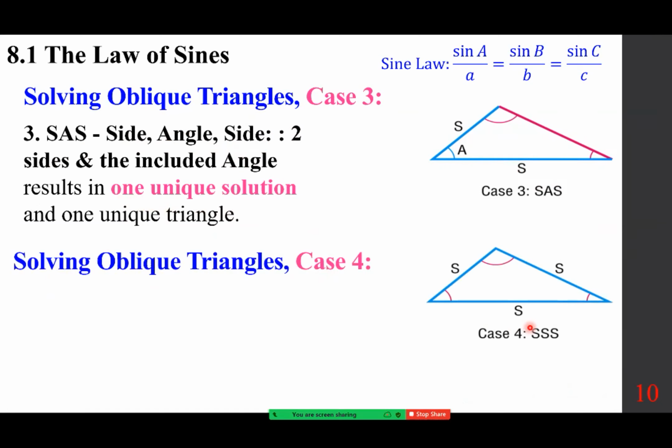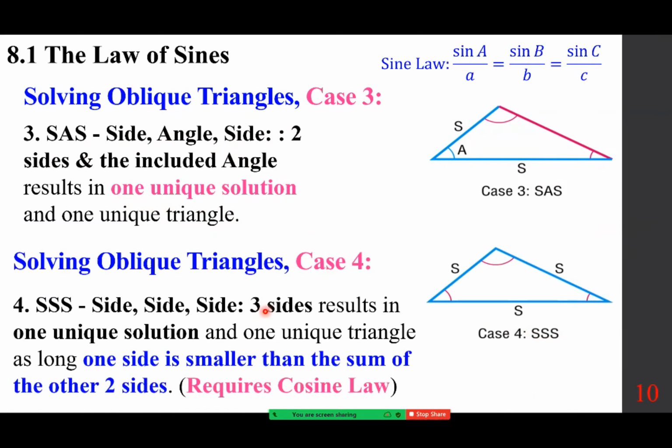And the last case is when we have SSS, all sides are given. When we have three sides, then the situation results in one unique solution and one unique triangle, as long as one side is smaller than the sum of the other two sides. If you look at any side, it must be smaller than the sum of the other two when the numbers are given. Otherwise, there is no answer. And this last one requires cosine law. We can't solve it without the cosine law.